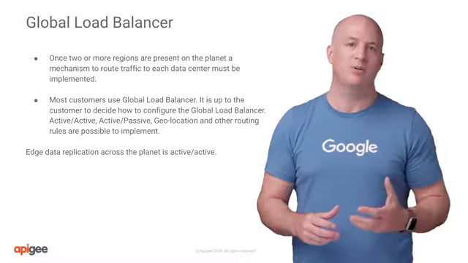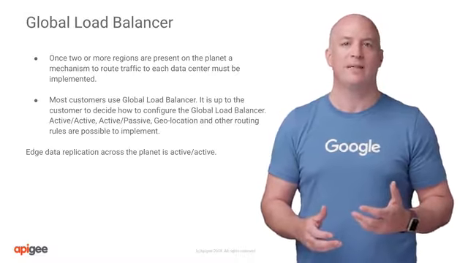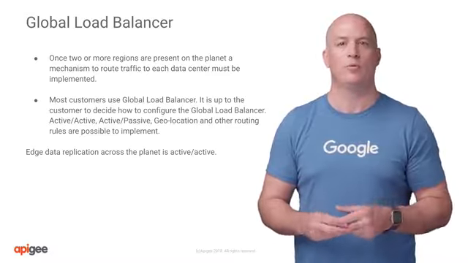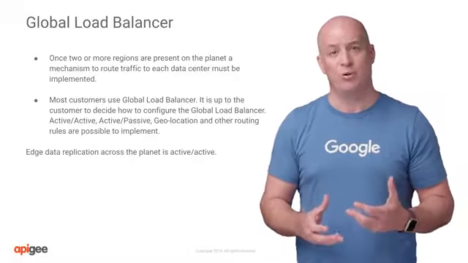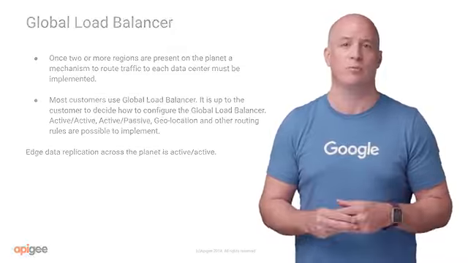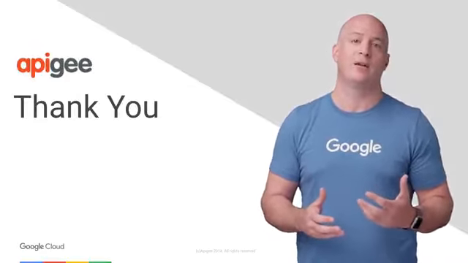It then just comes down to the customer to decide the load balancing strategy, whether that be active-active, active-passive, geolocation, or some other routing rule. Any routing type is possible. Edge data across the planet remains active-active regardless of any traffic routing rules. This concludes capacity planning and scaling, adding a region.